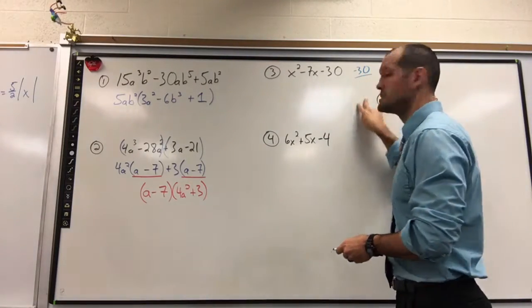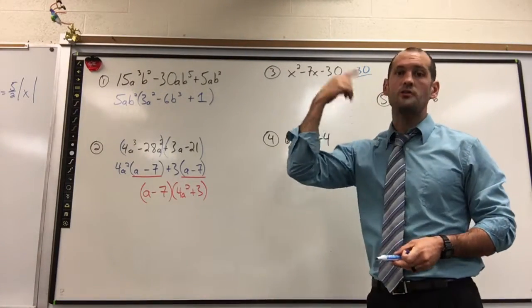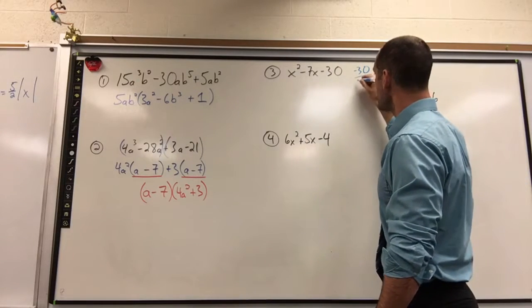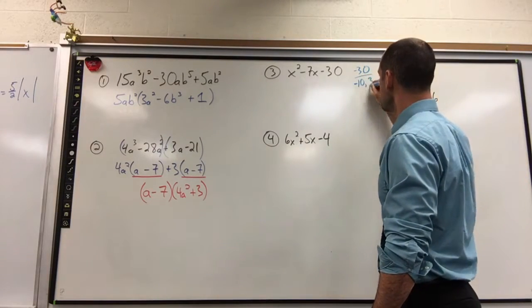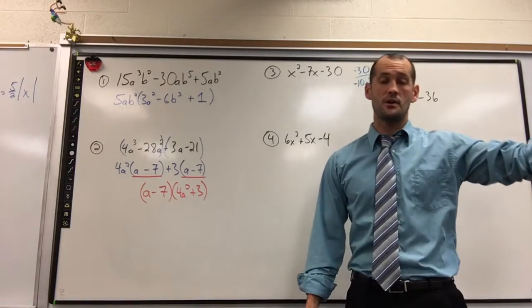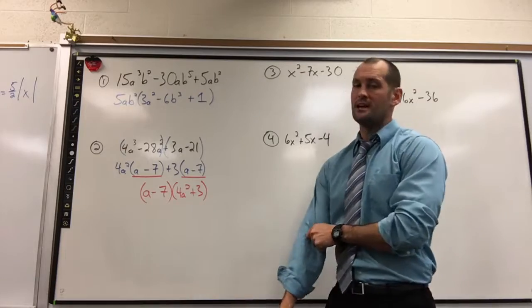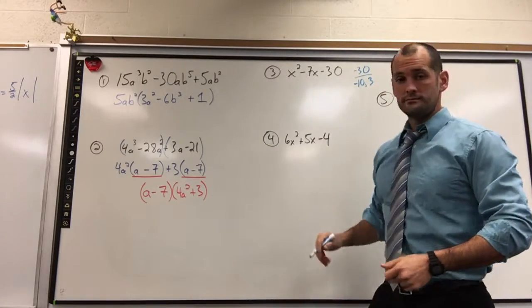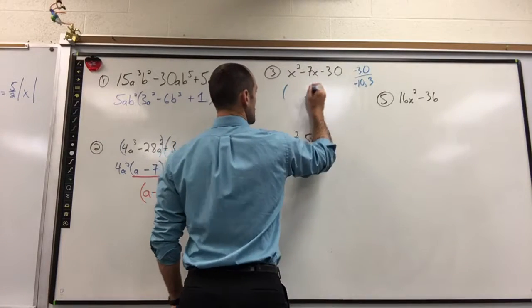Now you can do an exhaustive list here, or hopefully you're good enough to go straight to mental math and just start running scenarios. I come up with negative 10 and 3. That's the only combination that multiplies to negative 30 and adds to negative 7. Here's the beauty about this scenario. When it's a trinomial and a is 1, you go straight to your factors.